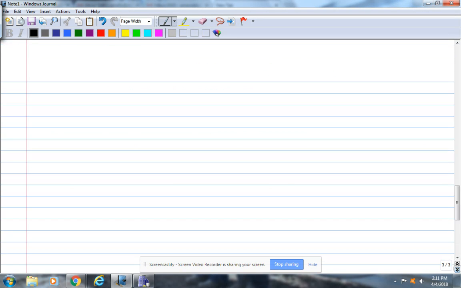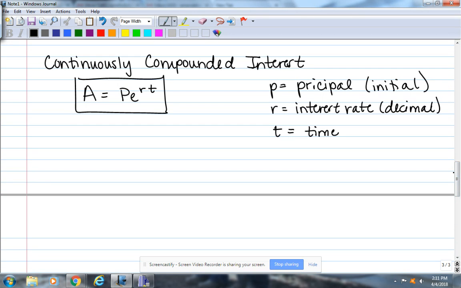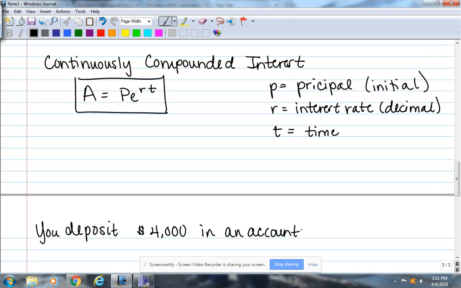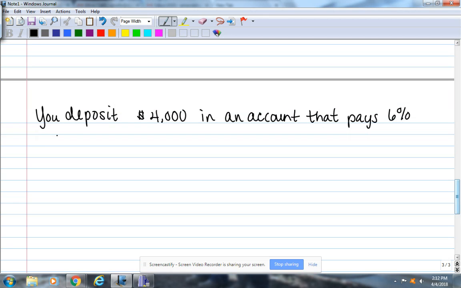All right. So we're going to do a little word problem. You don't have to write the word problem, but I'm going to. You deposit $1,000 in an account that pays 6% annual interest, compounded continuously.